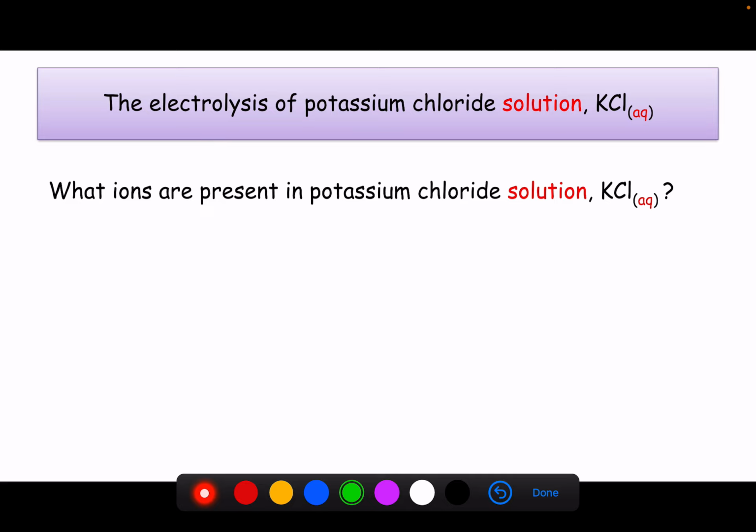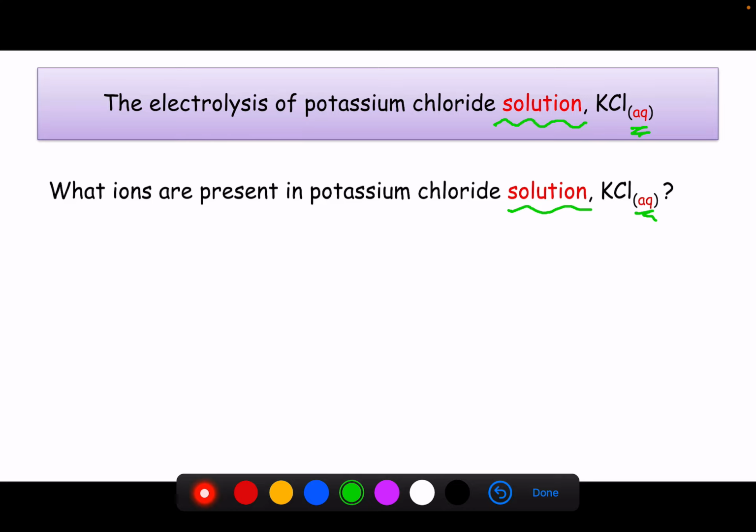Now we move on to a slightly more complex situation, and that is where I have an aqueous solution of my ionic compound as my electrolyte. Okay, so it's not molten anymore. Instead, I've taken my potassium chloride and rather than heating it to turn it into a liquid, I've instead dissolved it in water to form a solution.